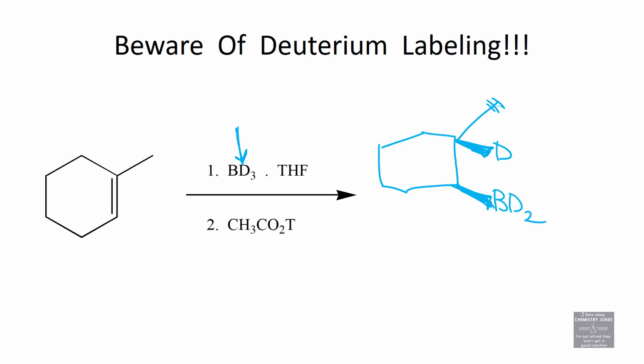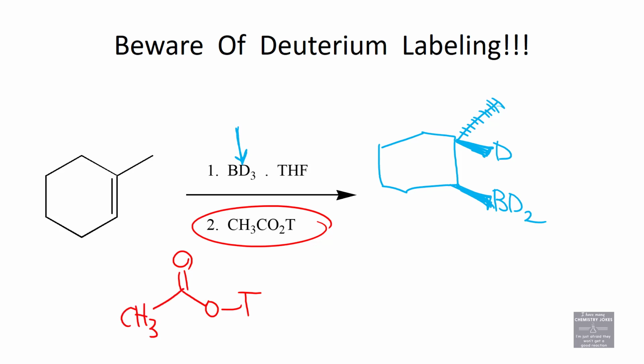So we have our two groups that got added. They are syn. Then when I do my second bit, this stuff, that's a carboxylic acid. But that carboxylic acid has a T over there instead of an H. What is a T? That's a tritium. You've heard of it if you've ever seen Spider-Man. Tritium is a hydrogen that's heavier than a deuterium. Tritium is not as common, but yeah. What I do this time is replace the boron with a hydrogen.